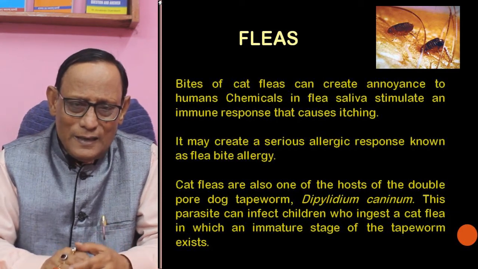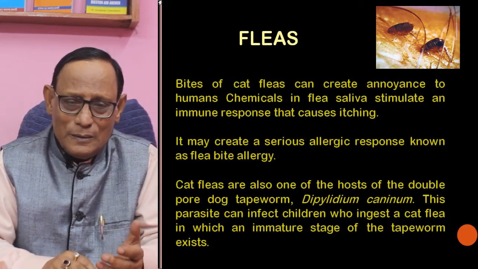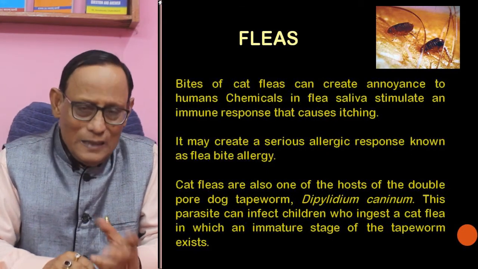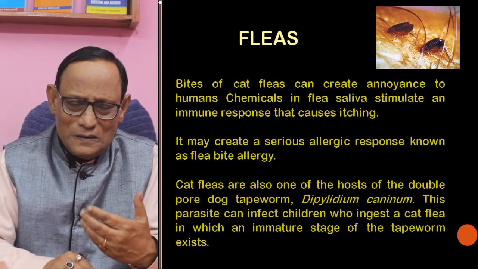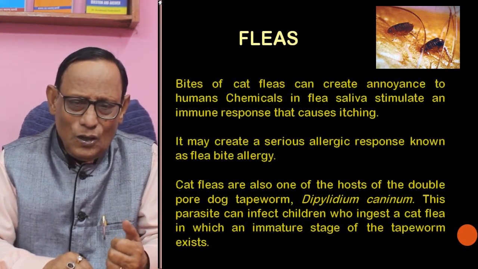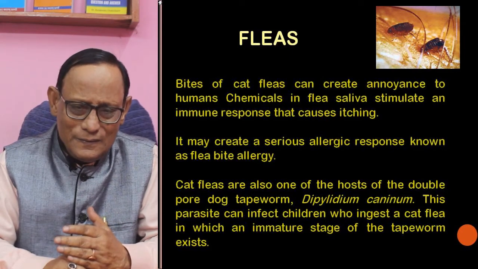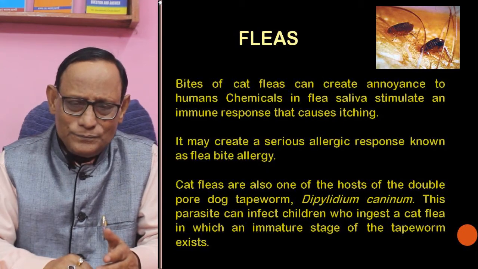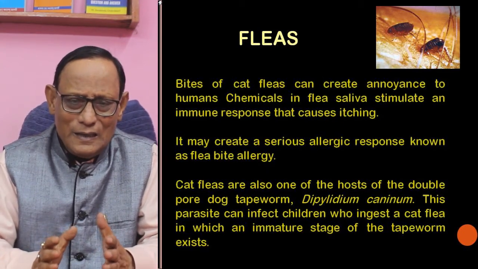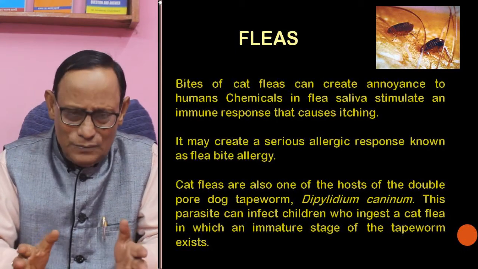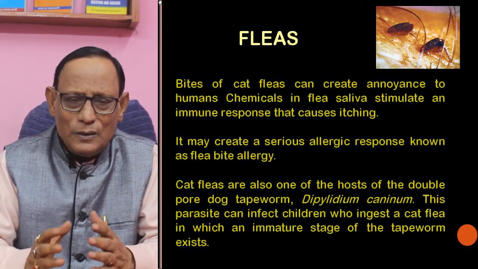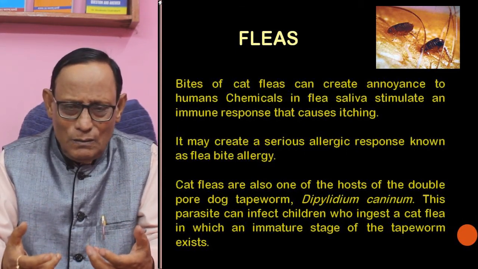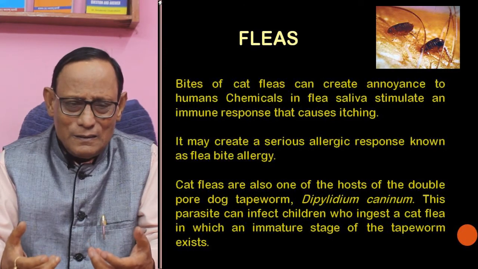So bites of cat fleas can create annoyance to humans, and there are chemicals from the fleas. Saliva is liberated, which causes severe itching. We call it flea allergy dermatitis. Flea allergy dermatitis is a very important disease in human beings. Right? Unless the cat population is removed, the itching will continue to exist.